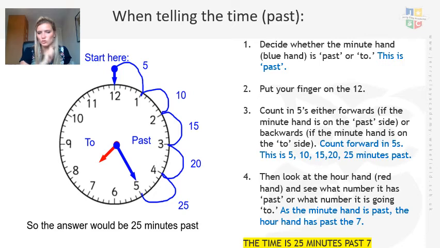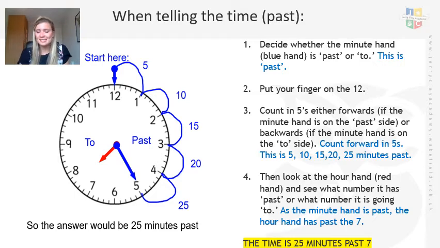So put your finger on the 12 and I want you to jump where I have jumped on the example. So we can jump to the one, so that's 5 minutes, 10 minutes, 15 minutes, 20 minutes, 25 minutes. And because it's on the past, we know that the answer will be 25 minutes past. Okay, and now we know that it is 25 minutes past, we can now look at the hour hand. If you have a look at the red hand, the shorter hand, we want to know, because it is past, we want to know what number has that passed.